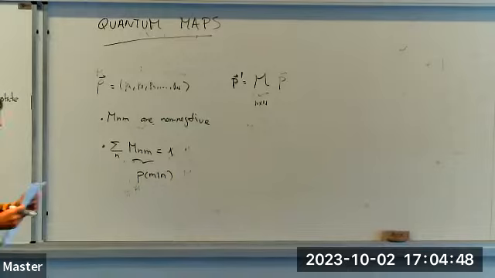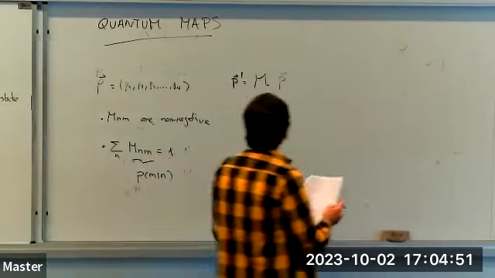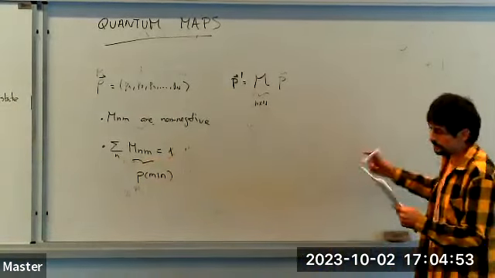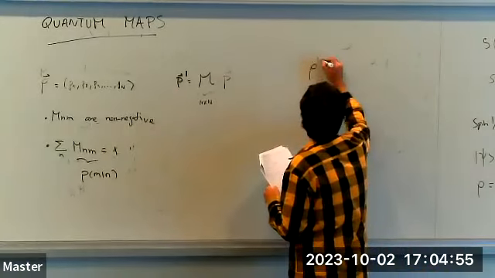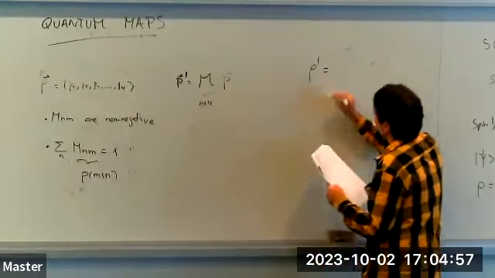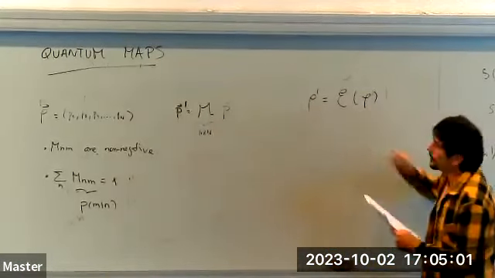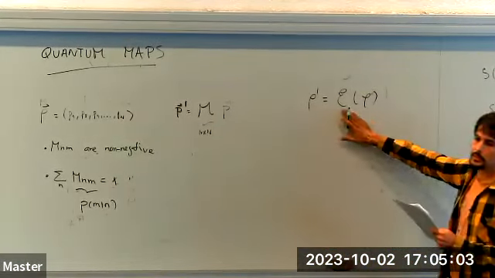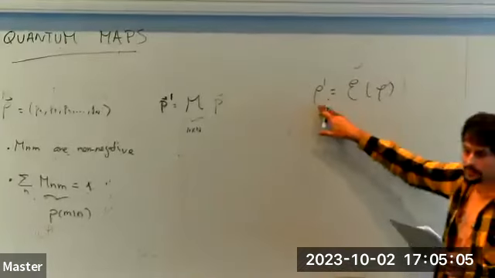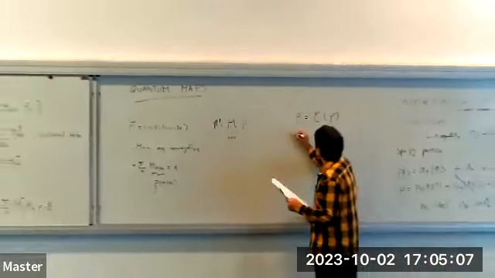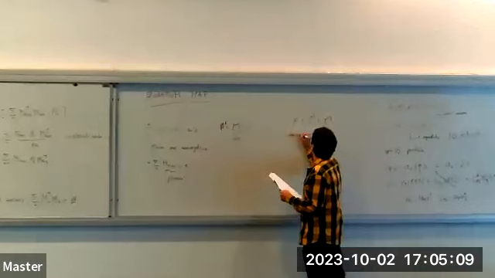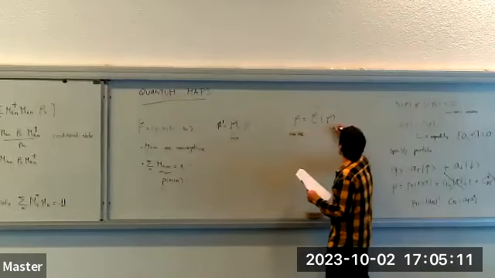So in the case of quantum maps, we can apply a similar reasoning, right? So we have some output state rho prime, input state rho, and some super operator that transforms my initial state into my final state. So the state is the input.